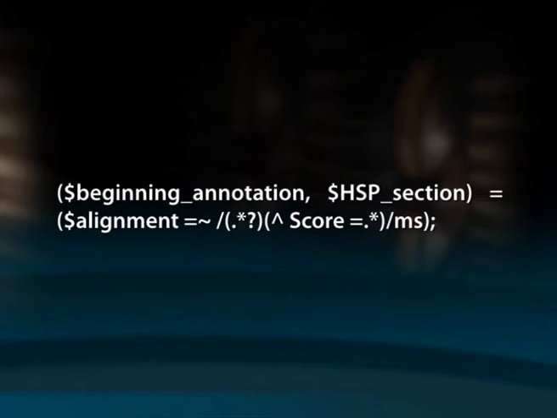The subroutine parse blast alignment HSP takes one of the alignments from the BLAST output and separates out the individual HSP string matches. The technique used is regular expressions operating on a single string that contains all the lines of the alignment, given as the input argument. The first regular expression parses out the annotation and the section containing the HSPs, that is, beginning annotation and HSP section equal to alignment, equal to the regular expression: tilde, slash, within parentheses dot star question mark, and in the next parentheses caret score equal to dot star, slash ms.